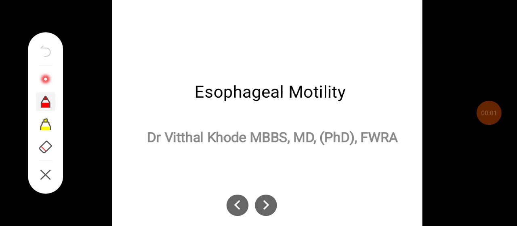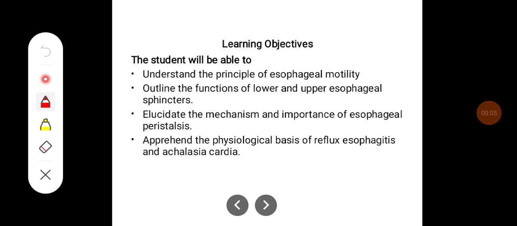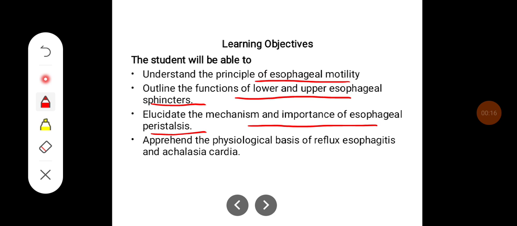Here we'll learn about esophageal motility. The learning objectives would be: understand the principle of esophageal motility, outline the function of lower and upper esophageal sphincters, elucidate the mechanism and importance of esophageal peristalsis, appreciate the physiological basis of reflex esophagitis and achalasia cardia.